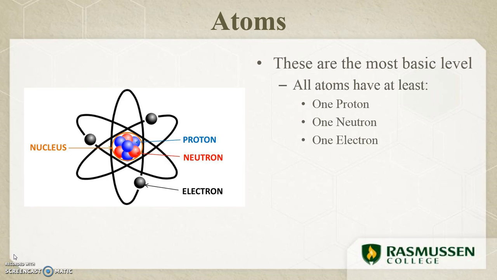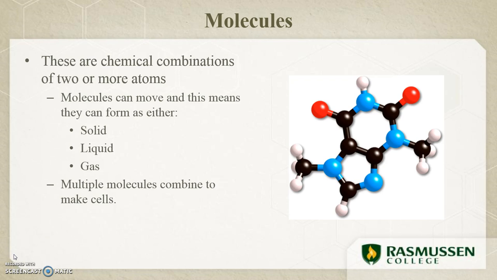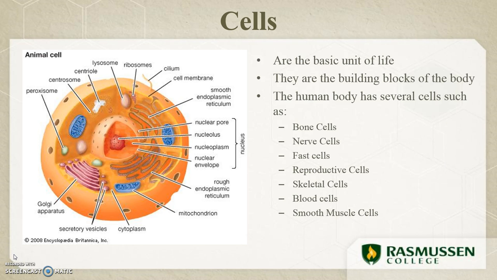A group of atoms together is called a molecule, and we have to combine at least two or more atoms to make a molecule. Molecules can move, and this means that they can form solids, liquids, or gases. A group of molecules together is what we call a cell. Cells are the most basic unit of life and are often considered the building block of the human body.